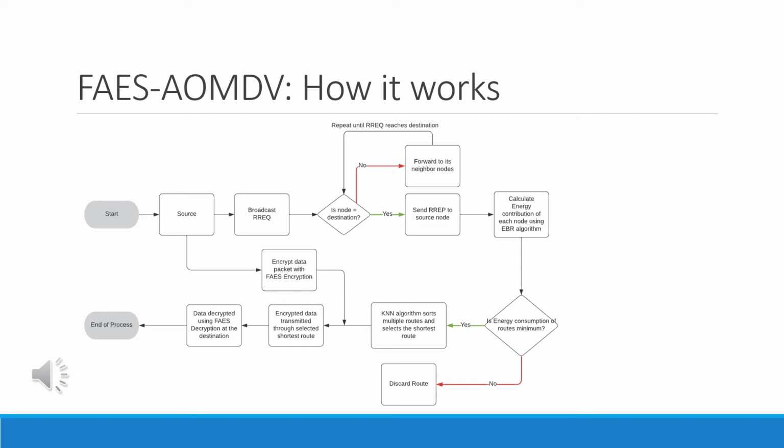The encrypted data is transmitted through the selected shortest route that does not exceed an energy consumption threshold, and it is decrypted at the destination using FAES decryption. So, to follow the flowchart, first the source node broadcasts a route request message within the network to discover the routes and destination for the data transmission.